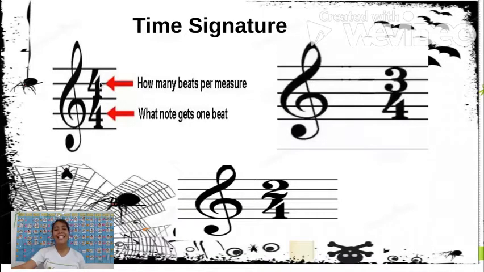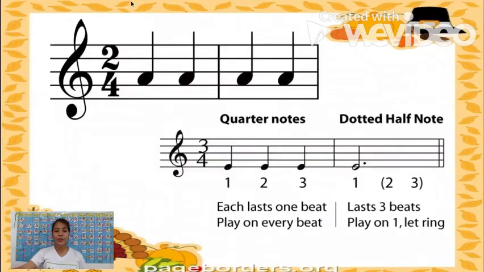For the top number, it means how many beats per measure. So you need to base on it: how many beats each measure? And the number below tells what note gets 1 beat. For example, we have 2/4. This is an example of 2/4.